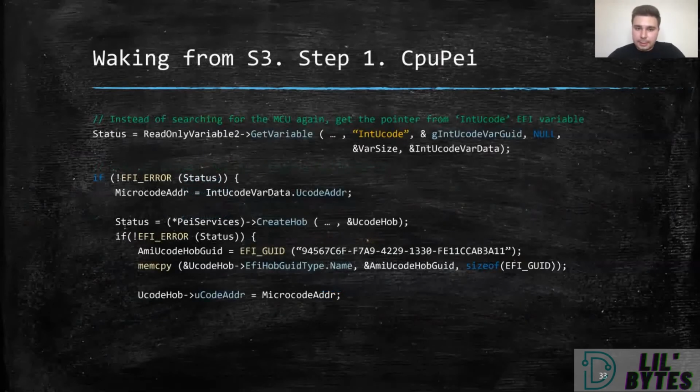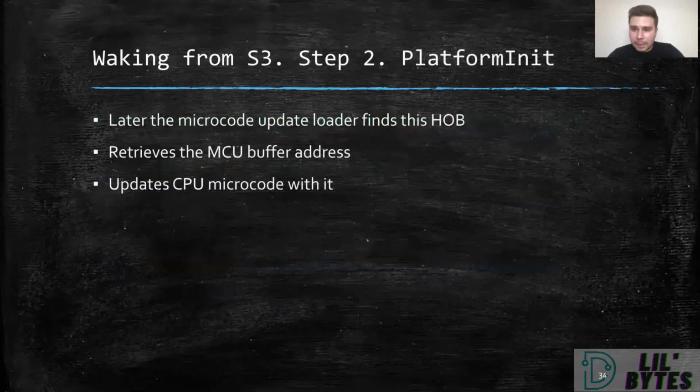As you can see, these actions are performed to optimize performance for waking from sleep mode. In other words, after the system was put into sleep mode and when waking up, the CPU PEI module, instead of searching for the microcode update again, gets the pointer from the IntUcode UEFI variable and saves it into a HOB. And then the update operation repeats. The PlatformInit module finds this HOB, retrieves the microcode update address, and updates the microcode with it.